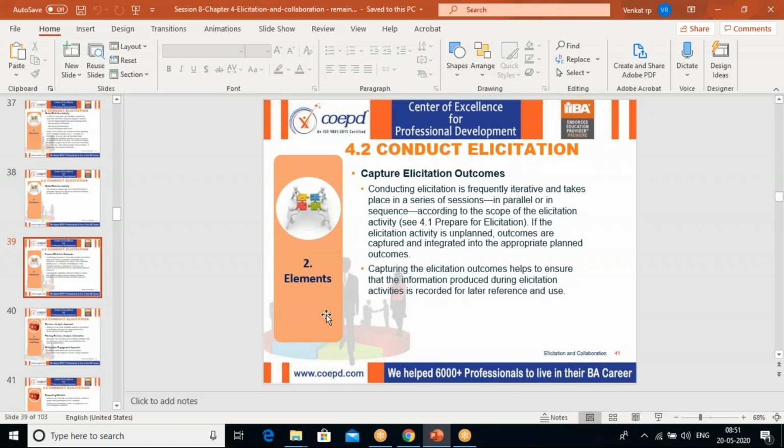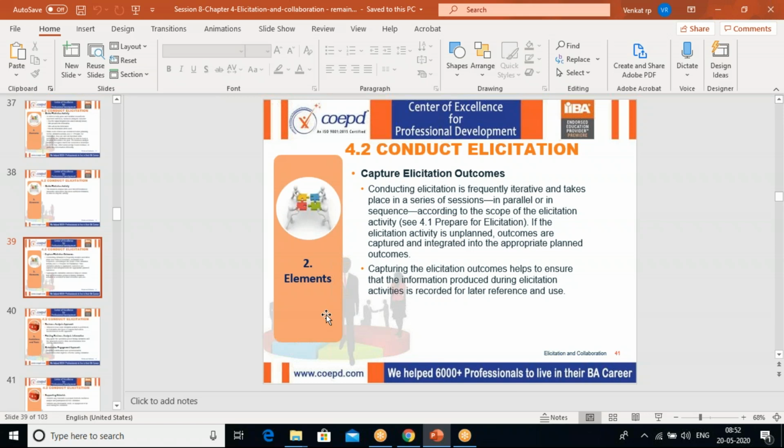Conducting illustration is frequently iterative, and it takes place in a series of sessions, in parallel or in sequence. We don't have any particular approach to follow. Sometimes if the illustration activity is unplanned, outcomes are captured and integrated into the appropriate planned outcomes. That means, let's say, all of a sudden the client or the stakeholder gets an idea and shares it. Now we need to understand where to integrate this information.